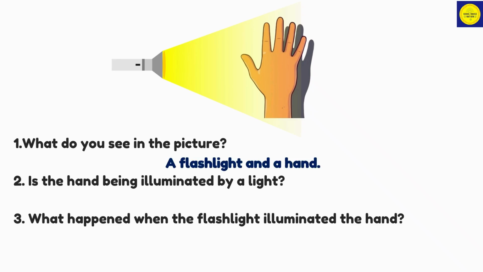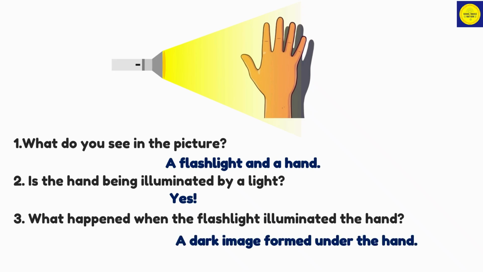Question. What do you see in the picture? A flashlight and a hand. 2. Is the hand being illuminated by a light? Yes. 3. What happened when the flashlight illuminated the hand? A dark image formed under the hand.